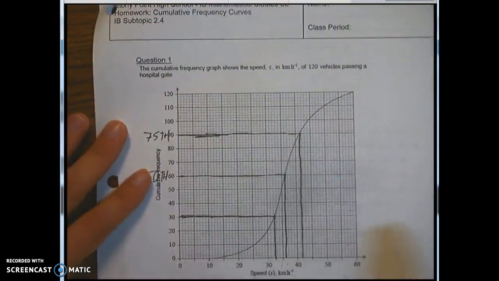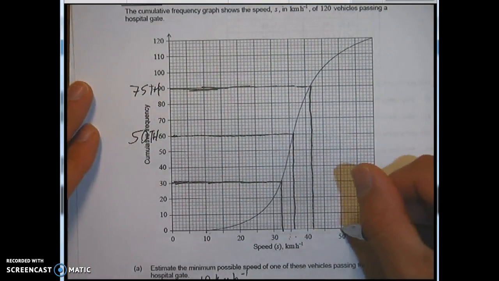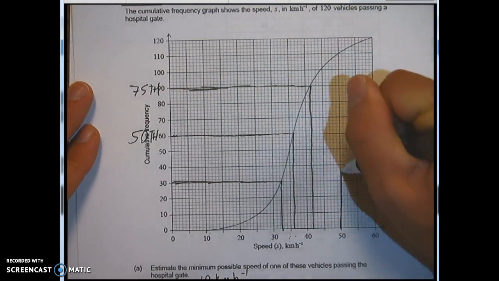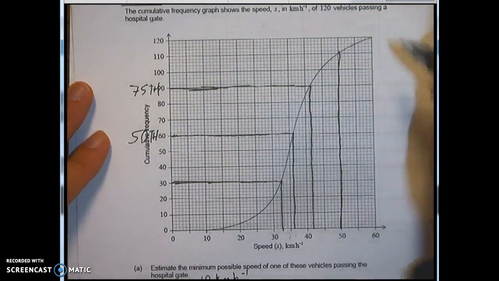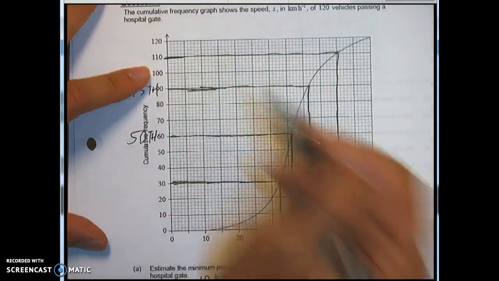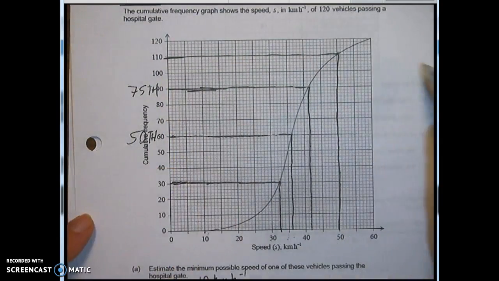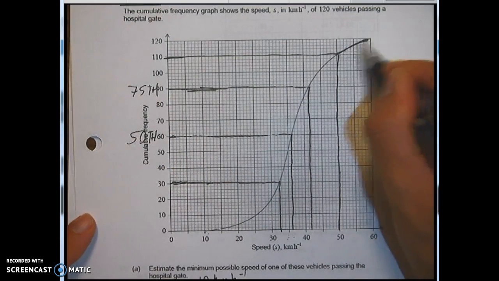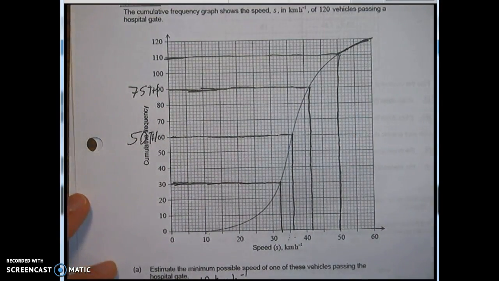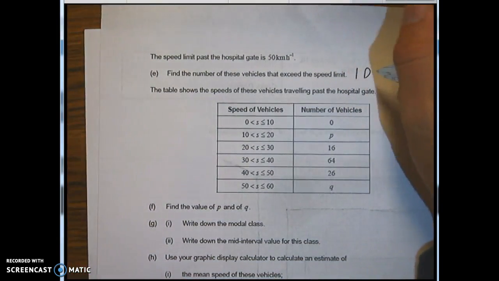Alright, so I'm looking at my cumulative frequency here, and I'm looking at 50. If I go straight up from 50, and then straight across the other side, it's 110. Well, if there's 120 people total, I can just subtract off that 110. I'm only interested in these folks right here. There's just about 10 of them. 120 minus 110. There's 10 people who are speeding right now. Or 10 vehicles, I suppose.